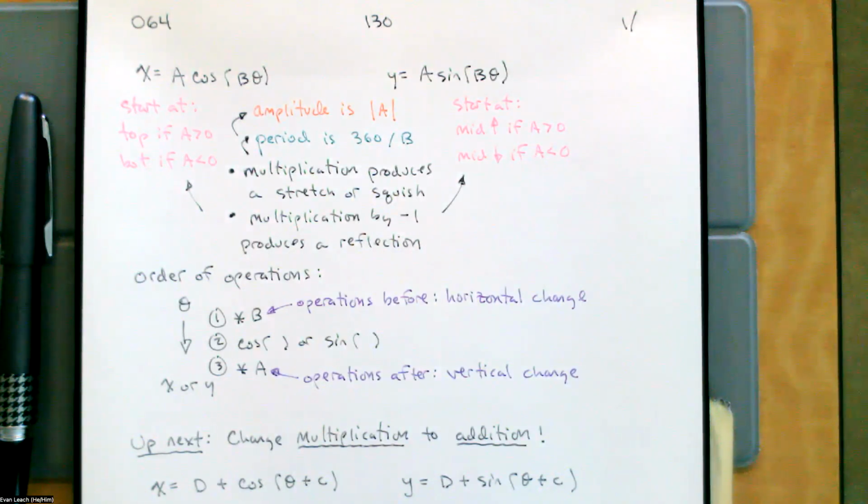Trig functions do weird things when you start reflecting them that way. It's like, oh, well, we might as well just use cosine. Or we might as well just use sine and not worry about the negatives. But that's good. Any other questions? Before is horizontal, after is vertical. Multiplication is stretching. Multiply by a negative for a reflection.